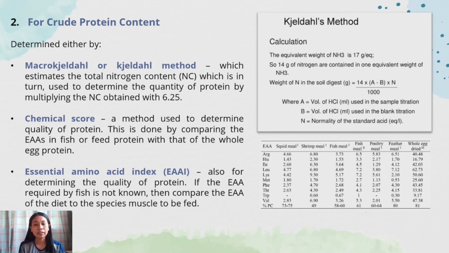Another is the chemical score, a method used to determine the quality of protein. This is done by comparing the EAAs in fish or feed protein with that of the whole egg protein. And lastly, the essential amino acid index, also for determining the quality of protein. If the EAA required by fish is not known, then compare the EAA of the diet to the muscle of the species to be fed.